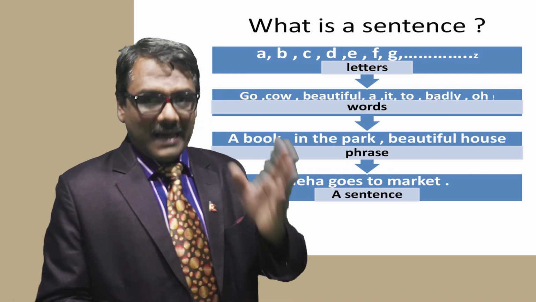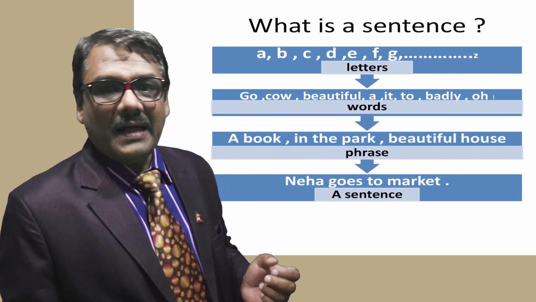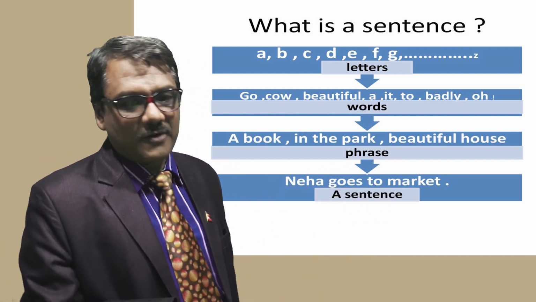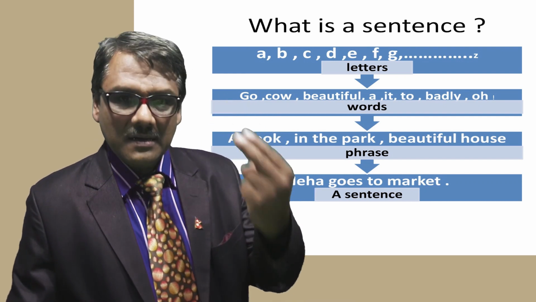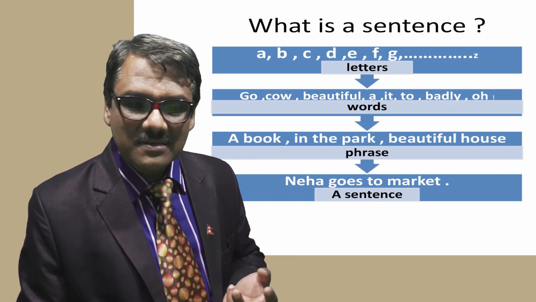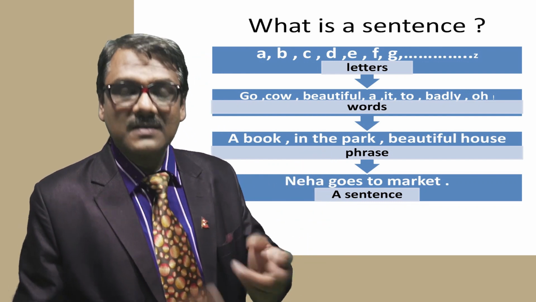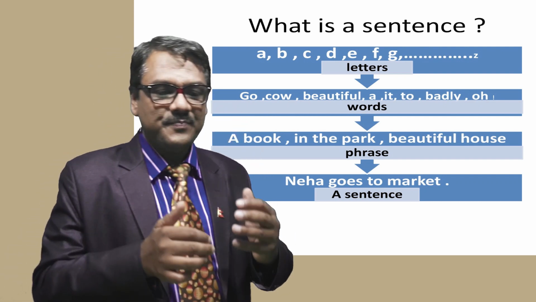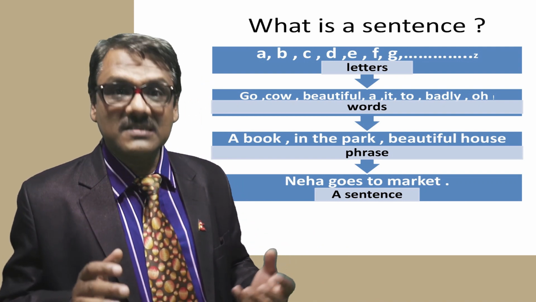And in the next level, we come to the phrase level. Right? In the phrase level, words are grouped. In the first phrase, a book, there are two words. In the next phrase, in the park, there are three words. They are grouped. And in the third, beautiful house, there are two words. Again, words are grouped into a higher level. And finally, words are grouped into the even higher level, that is the sentence.